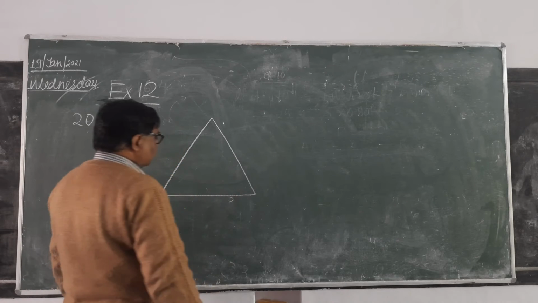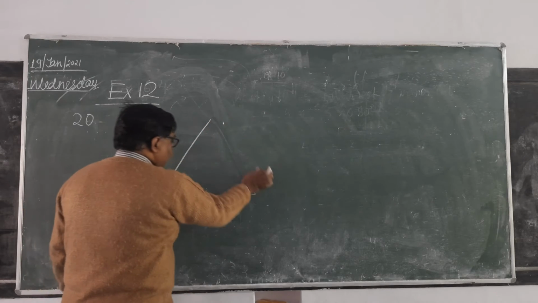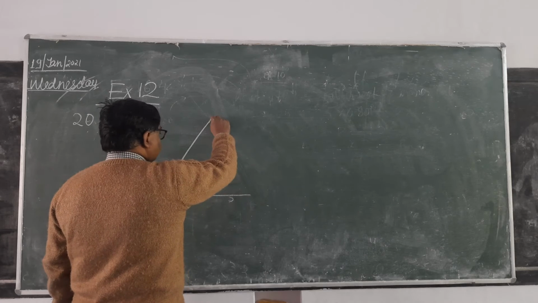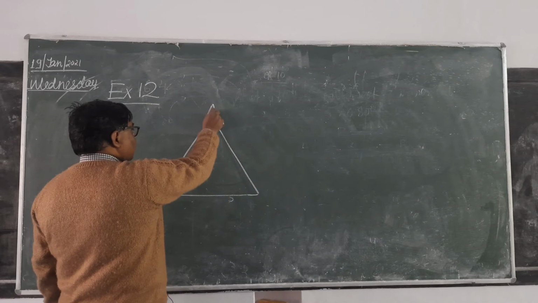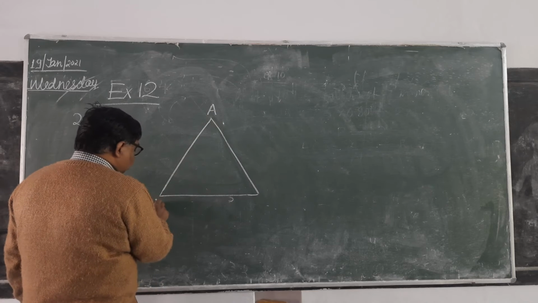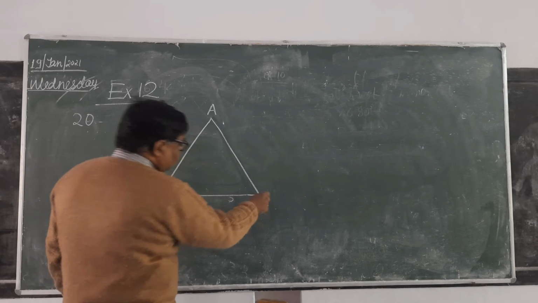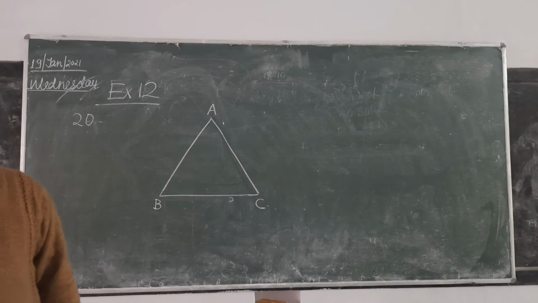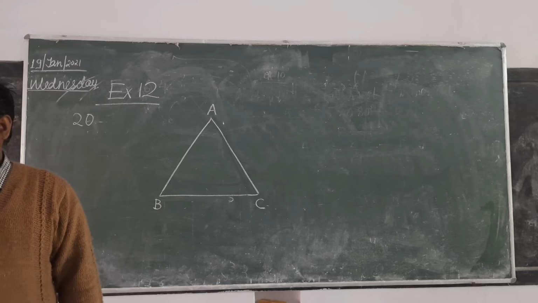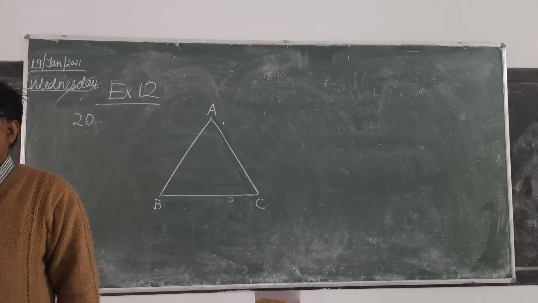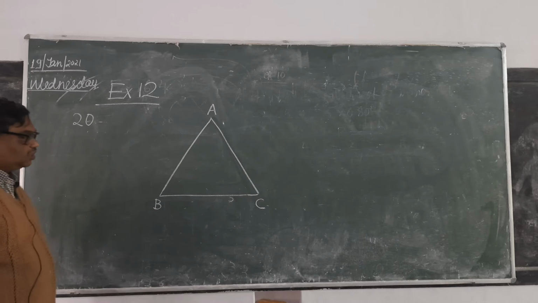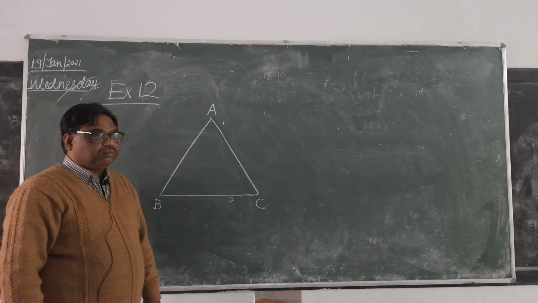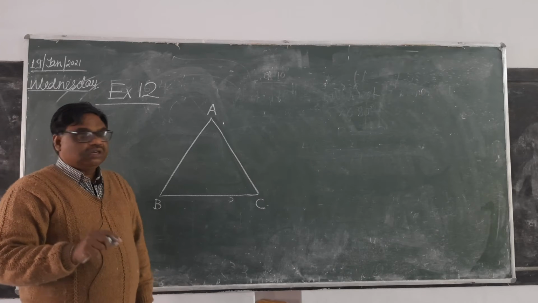Here this is an equilateral triangle, and there is a property of an equilateral triangle. What is the property? The perpendicular drawn from any vertex to the opposite side bisects that side. Bisecting the opposite side means dividing it into two equal parts.